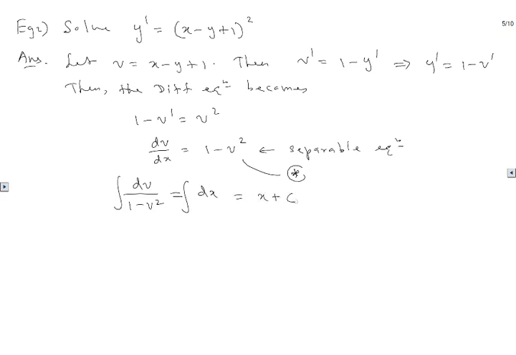So what about the other side? How to do the left side? To do the left side, you can see that you can factor the denominator very easily. Since you can factor the denominator, you can use the partial fraction method, or a formula learned in Calc 2.